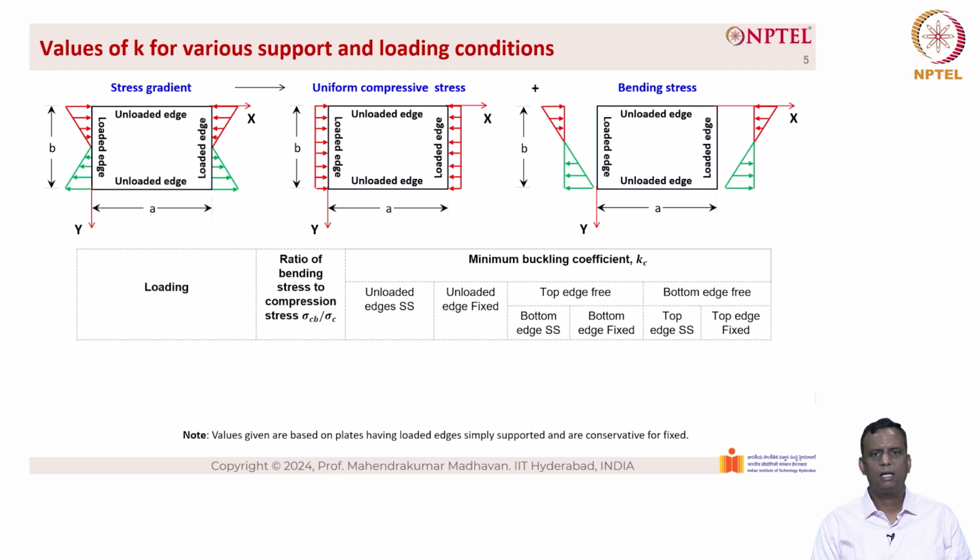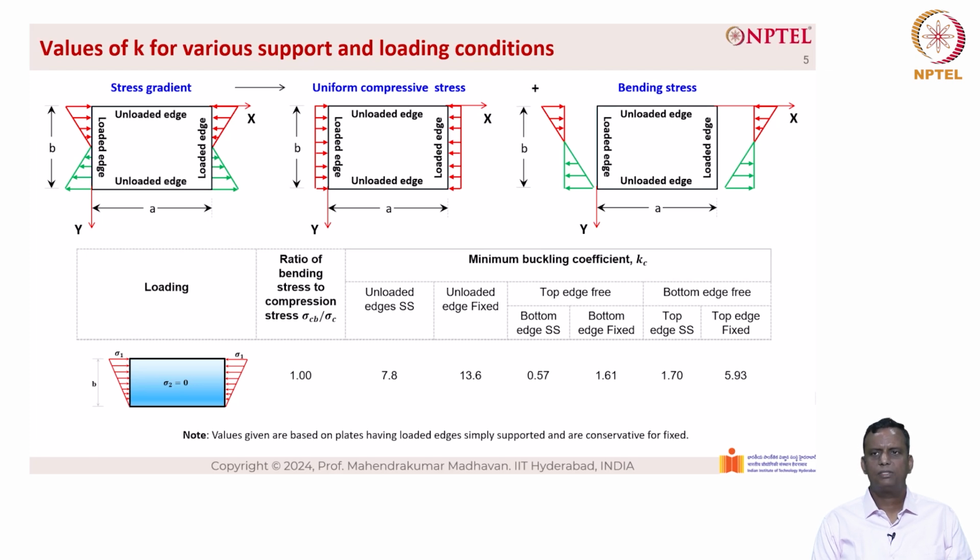Now, let us look at another condition where it is subjected to a triangular variation of load. As you can see here, basically the top of the plate is subjected to sigma 1 and the bottom value sigma 2 is equal to 0. So, the ratio of bending stress to compressive stress is given as 1.0 here. And the minimum buckling coefficient for unloaded edges simply supported is given as 7.8. When the unloaded edges are fixed, we have 13.6. Similarly, when the top edge is free and the bottom edge is simply supported, we have 0.57, and the bottom edge is fixed, we have 1.61.